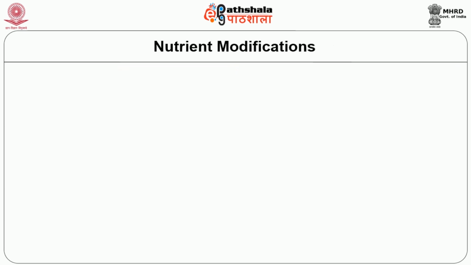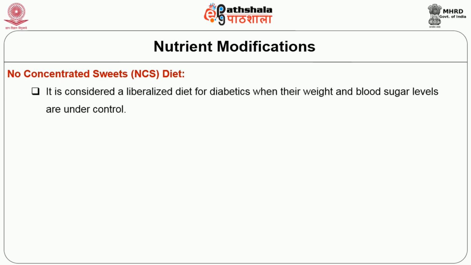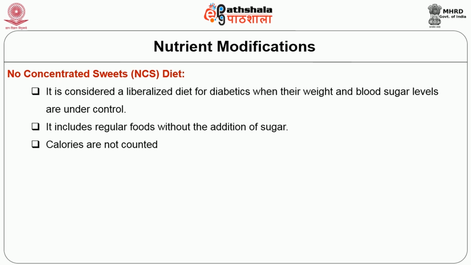And first is the nutrient modifications. The no concentrated sweets diet is considered a liberalized diet for diabetics when their weight and blood sugar are under control. It includes regular foods in the meal without any added sugar, calories are not counted here, and general calculations are based on that. Now, the next category of diets is the diabetic or calorie control diet.